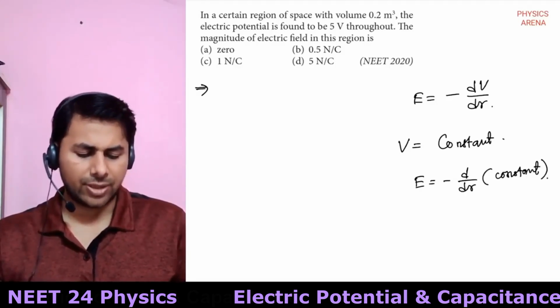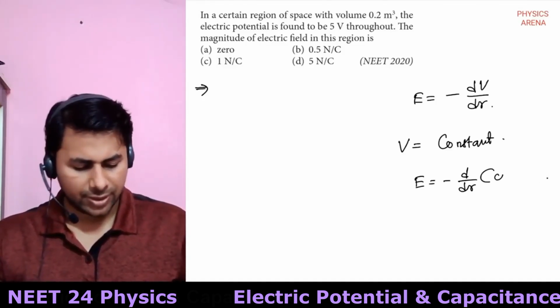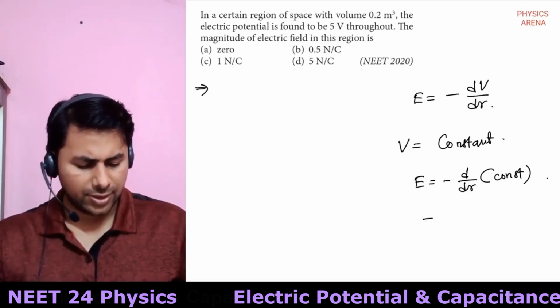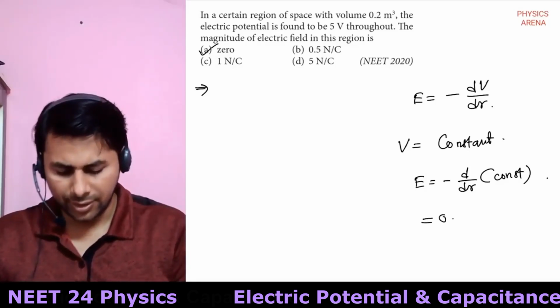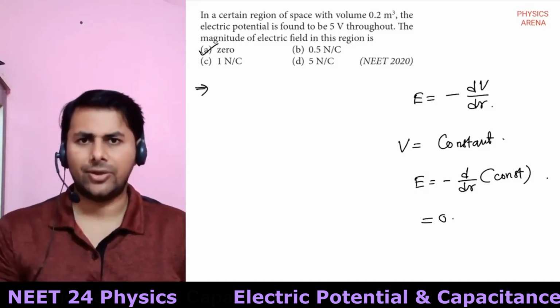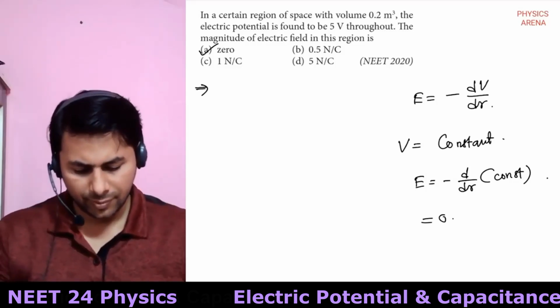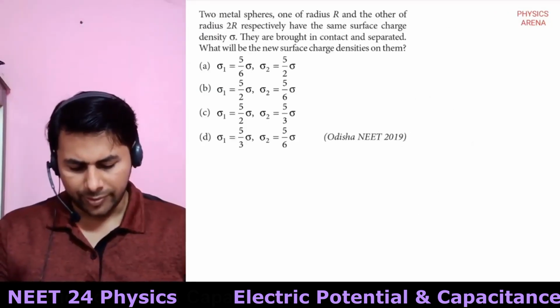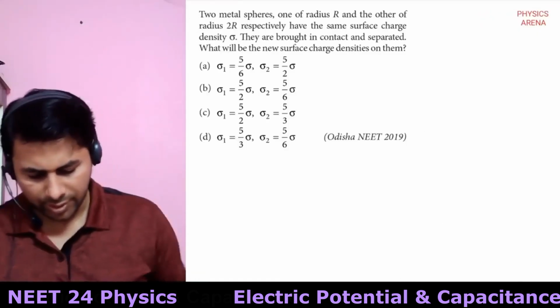Yes, the derivative of a constant is 0, right? So the electric field is 0. So this is very, very simple. If potential is constant, electric field is 0.